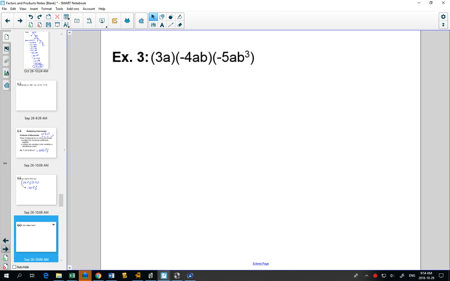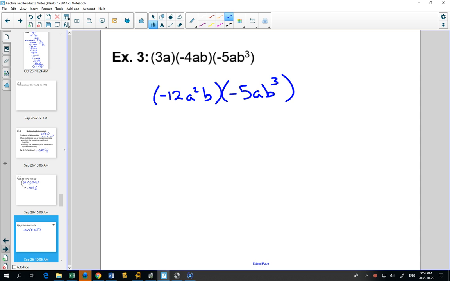Here's one for you to try. So I'll do it as if you decided to do 2 of them first, you would have got negative 12a squared b and still have negative 5ab cubed here. If you did it all at once, you would have got 60a cubed b to the 4.